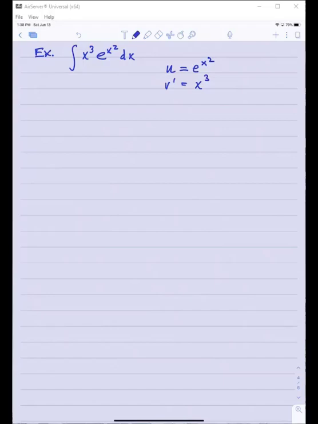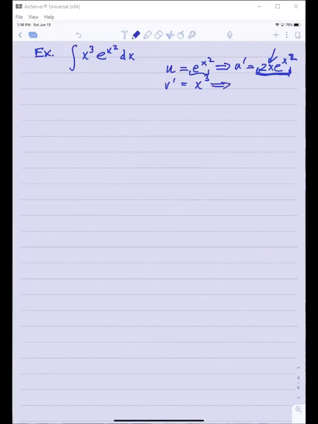Now, the problem with this is what? Well, what's u prime? It's 2x e to the x squared. So already I see a problem. When I calculated u prime, I actually got something more complicated than what I started with. That's because it's got that extra factor of x in it. It does depend on what happens when I figure out the v and put it with u prime. Maybe they go together in such a way that the overall product becomes simpler.